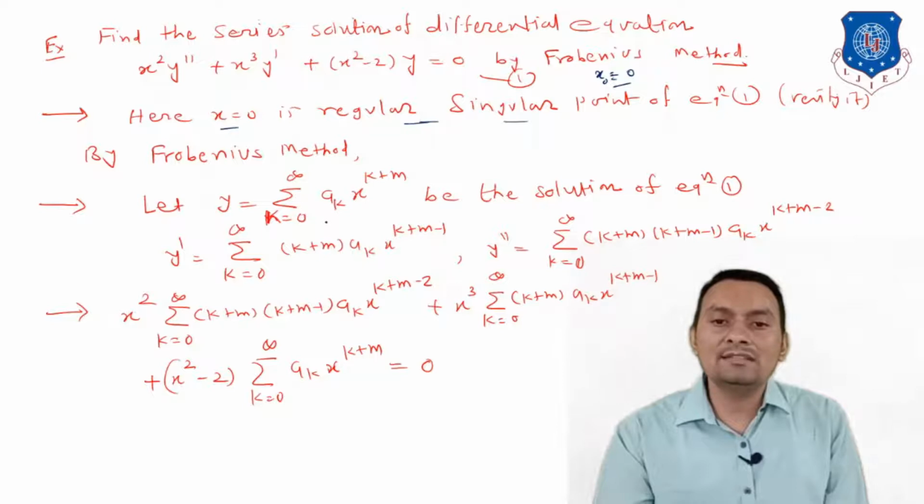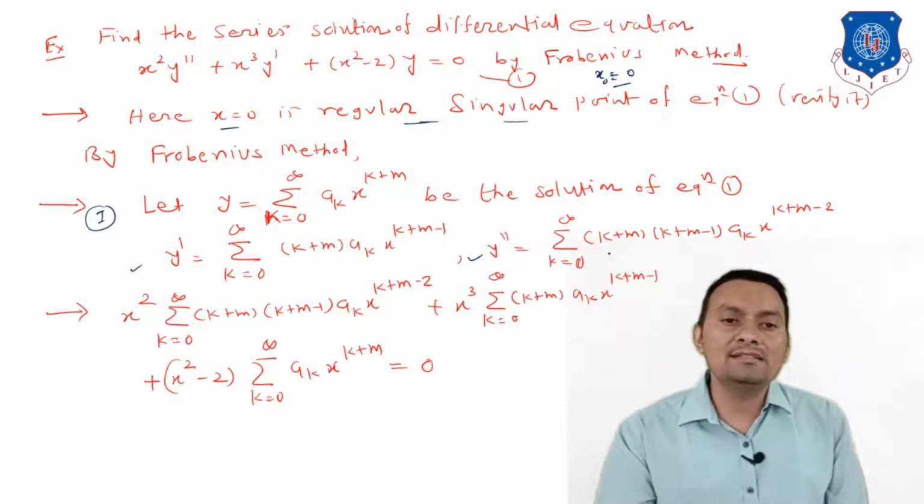So this is step number 1. Let us assume the general solution y equal to summation k equal to 0 to infinity of ak x raised to k plus m, as the solution of equation number 1. So it satisfies the differential equation. We start with y dash and y double dash: y dash is the summation k equal to 0 to infinity of (k plus m) ak x raised to k plus m minus 1, and y double dash is the summation from 0 to infinity of (k plus m)(k plus m minus 1) ak x raised to k plus m minus 2.